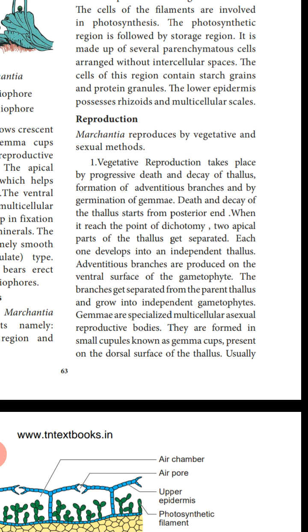Next, adventitious branches are produced on the ventral surface of the gametophyte. So here on the lower side you can find some adventitious branches. These branches also get separated from the parent thallus and they grow into independent gametophytes.